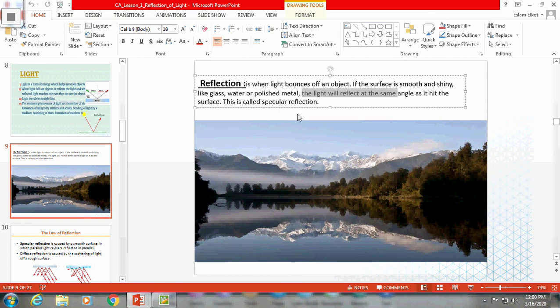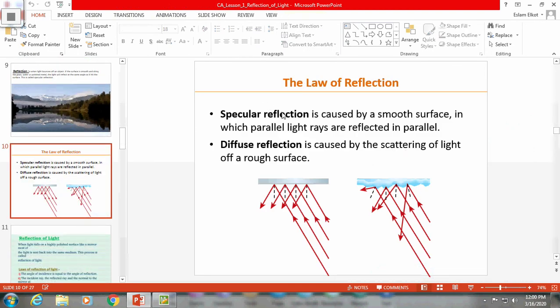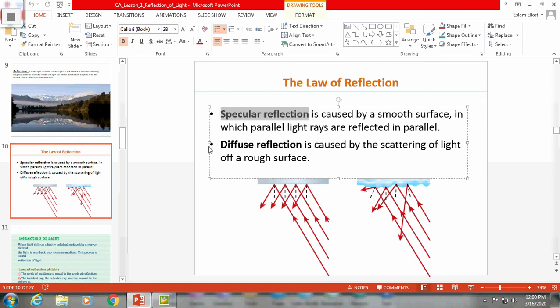So the reflection from the picture in front of your eye now means the picture will be reflected to your eye. The same pictures, the same details will come to you when the surface is smooth and shiny. So according to whether the surface is smooth and shiny or not, you should understand the difference between specular reflection and diffuse reflection.